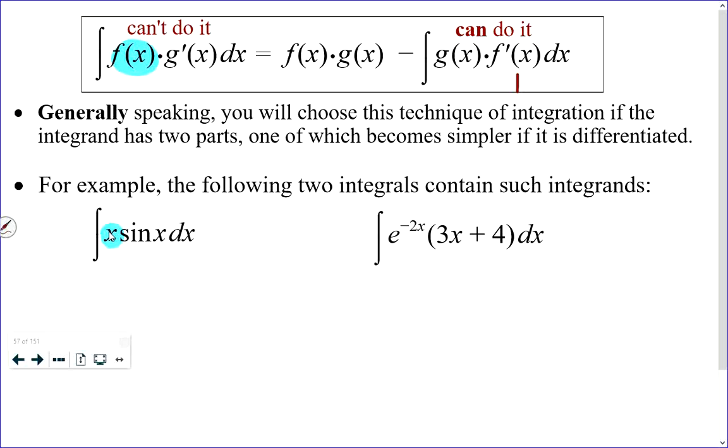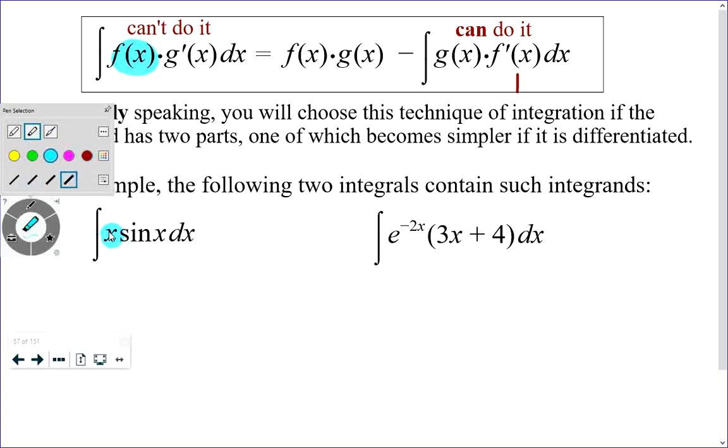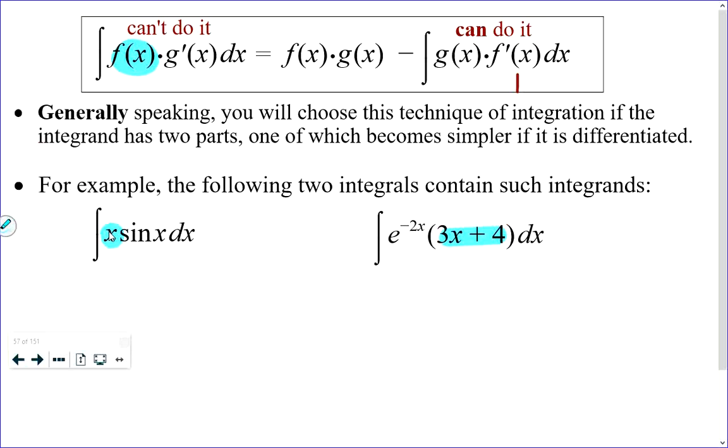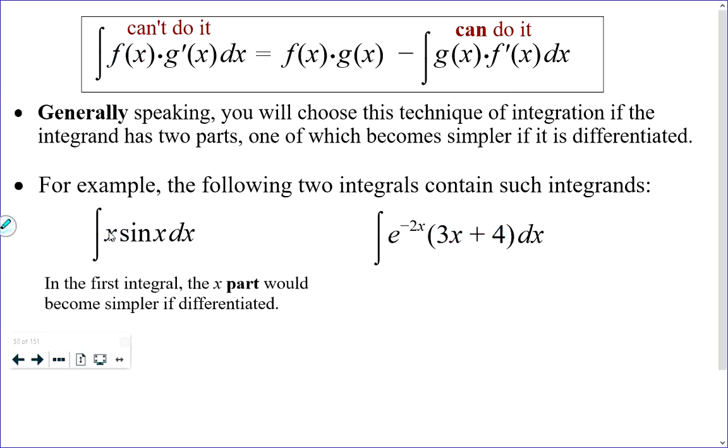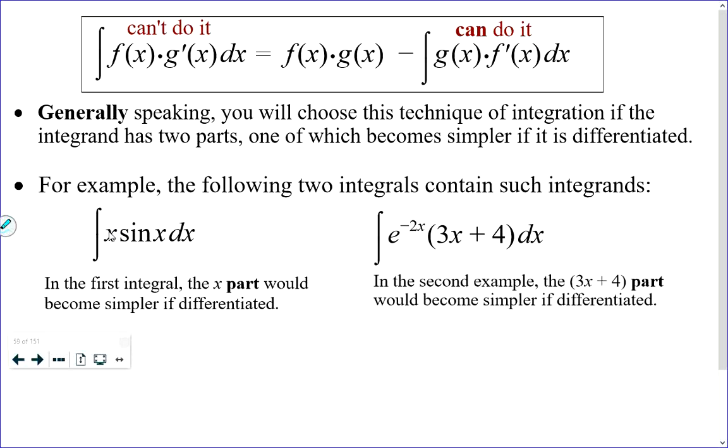On the other hand, in the second integral, if I choose this as f of x, then I go f prime of x to proceed to the right-hand side, then f prime of x is 3. It becomes simpler. Okay. In the first integral, the x part would become simpler if differentiated, and in the second, the 3x plus 4 part would become simpler. So that's the piece you're generally speaking going to choose to be f of x.